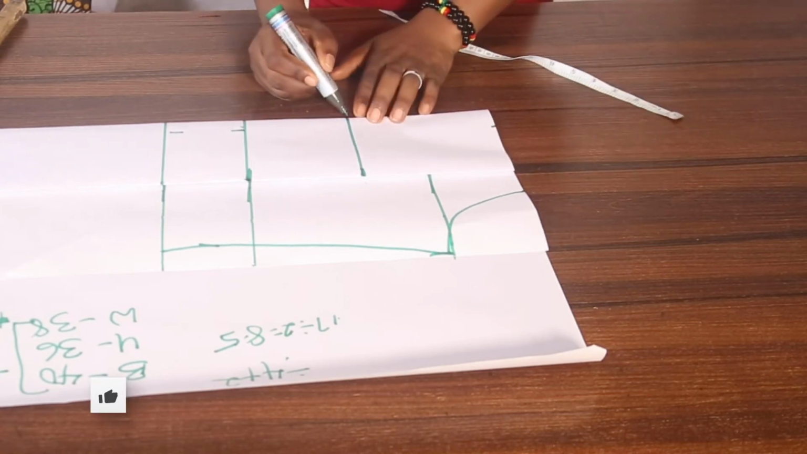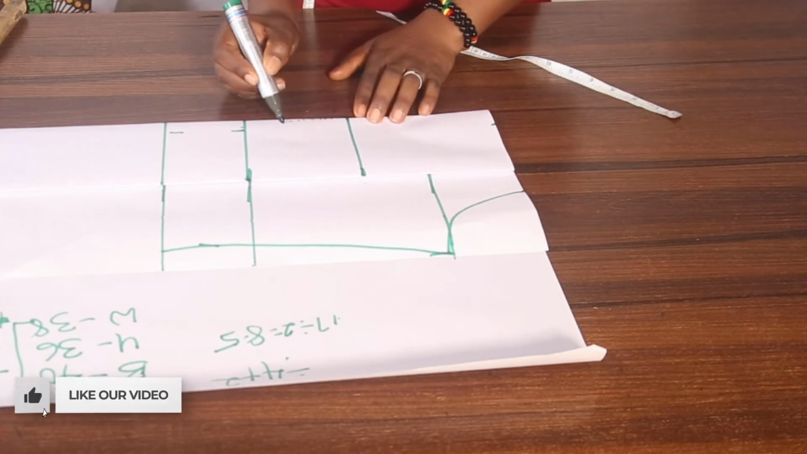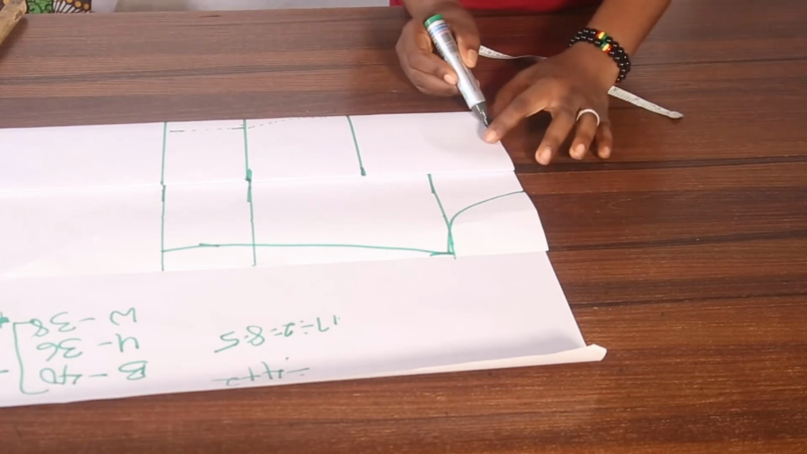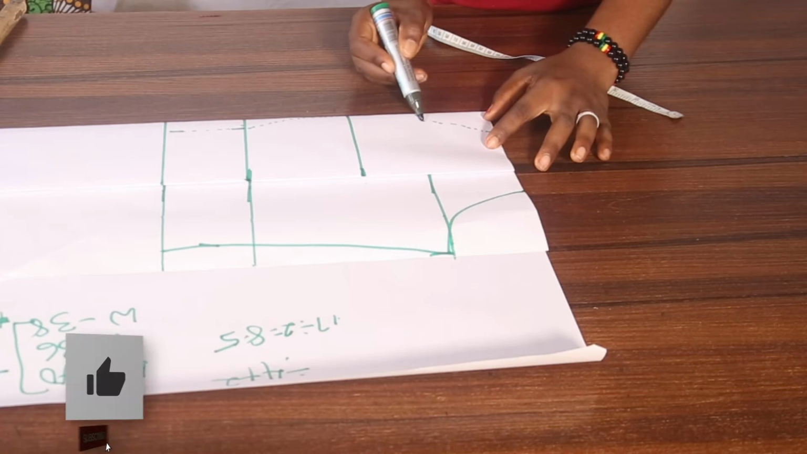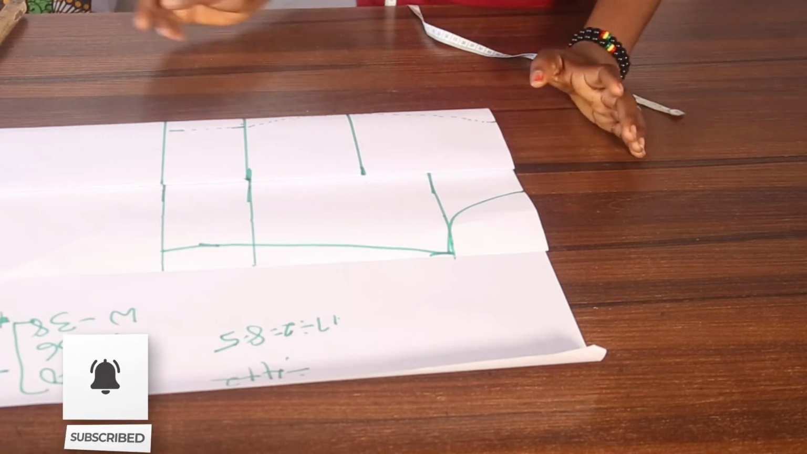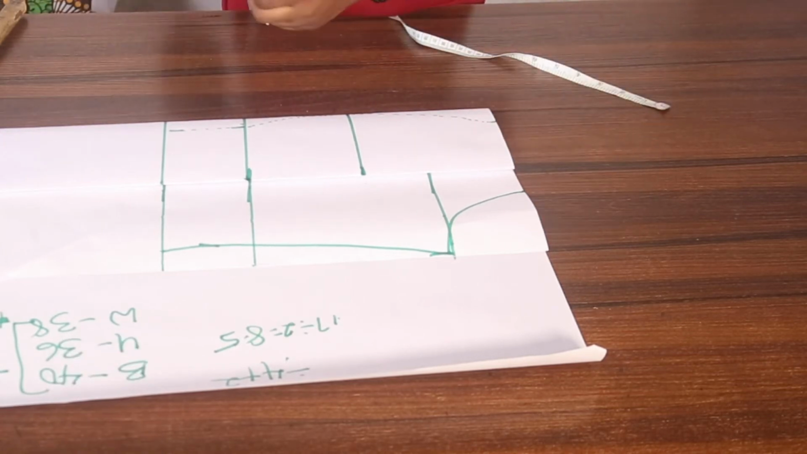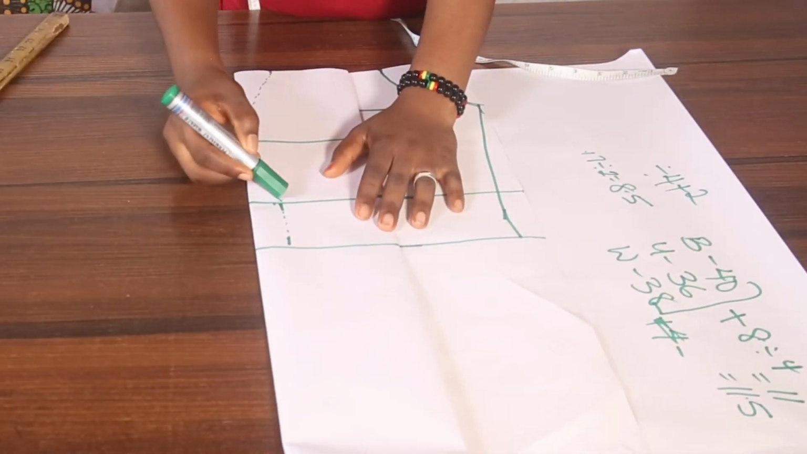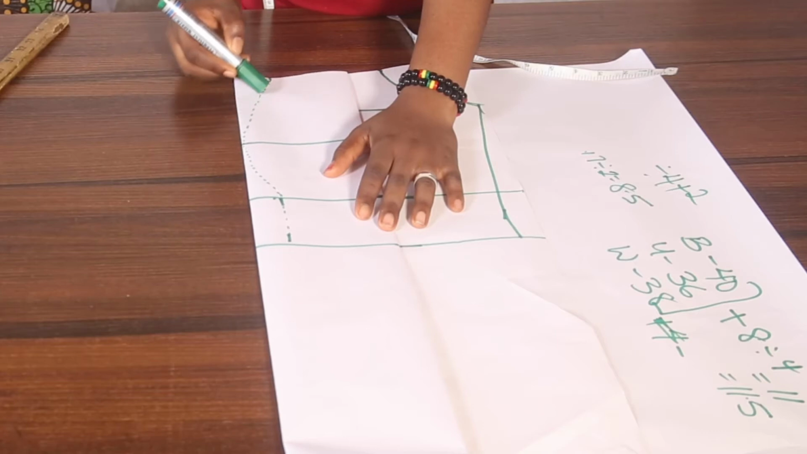On the nipple point, I'll connect to the underbust, then straight to the base. While from the neck, I'll also connect to the nipple point. Remember, it's to the edge. Let's cut this out. Just make sure you connect your points, then you can cut it out.